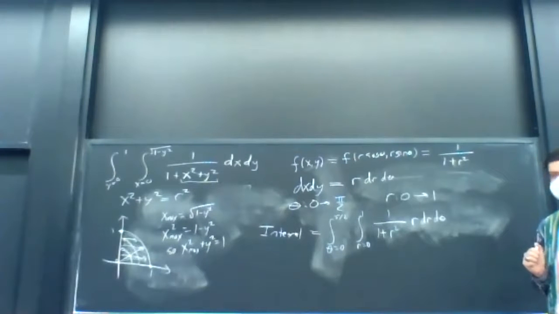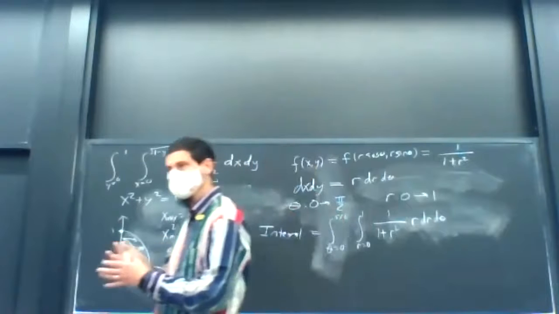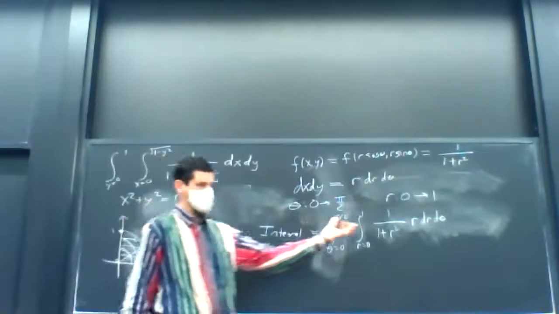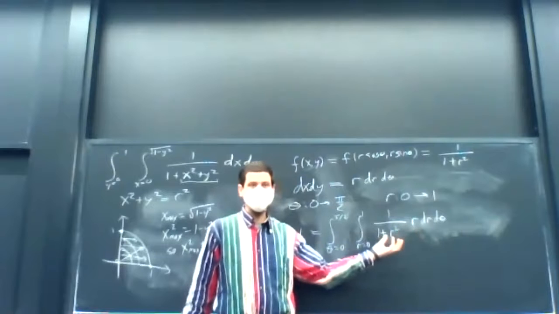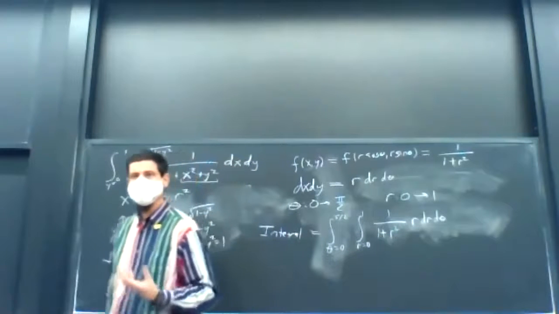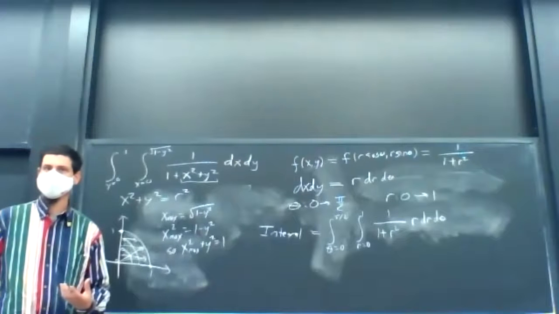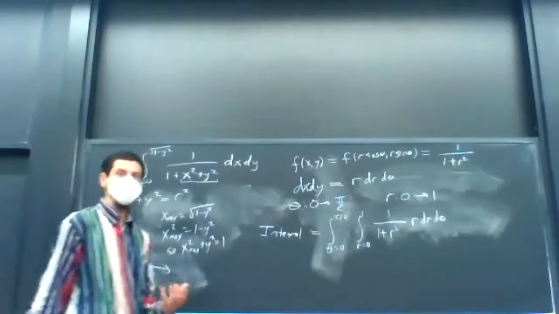Now what's nice is in polar coordinates, we have a rectangle. And the integrand splits as a product of a function of theta and a function of r. What's the function of r? Yes, r over 1 plus r squared. What's the function of theta? 1. There is no theta dependence.